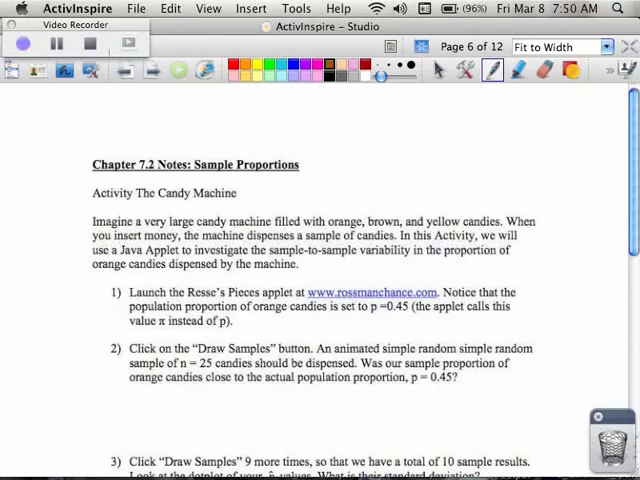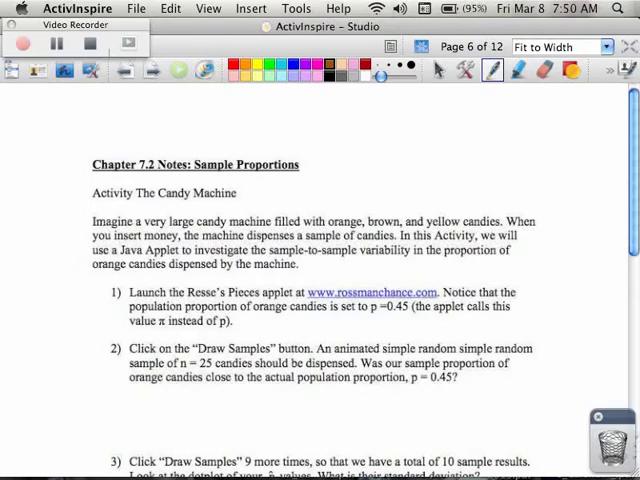It's called rossmanchance.com, and the one I'm going to use is the Reese's Pieces one. So imagine that you have a very large candy machine filled with orange, brown, and yellow candies. And when you put money in, the machine dispenses a sample. We're going to use this Java applet to investigate sample-to-sample variability in the proportion of orange candies dispensed by this machine.